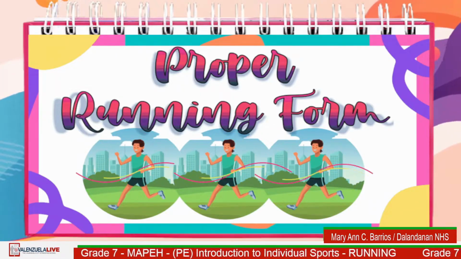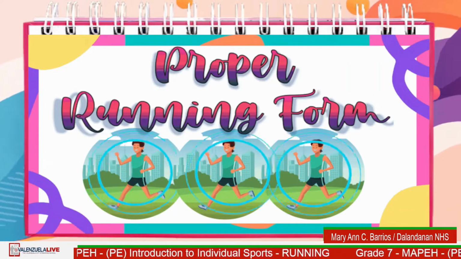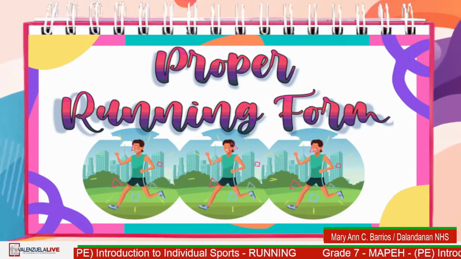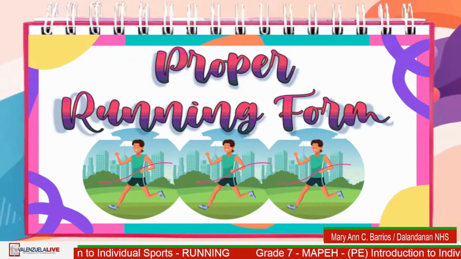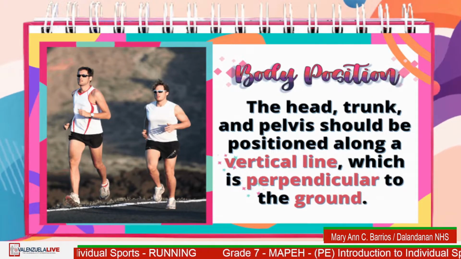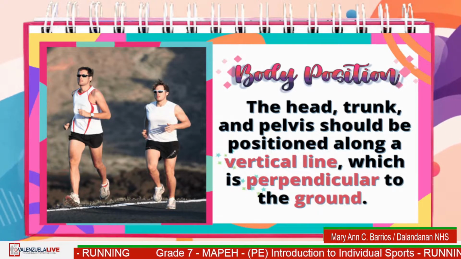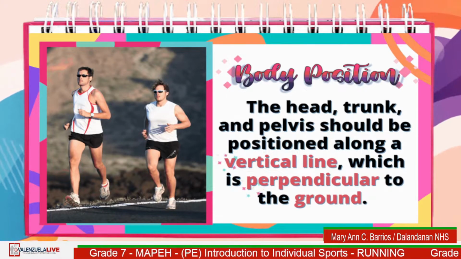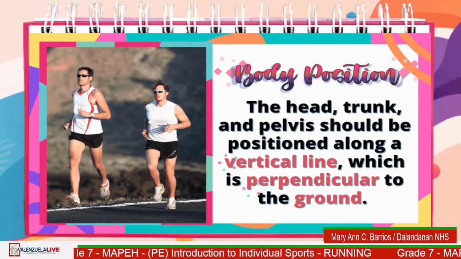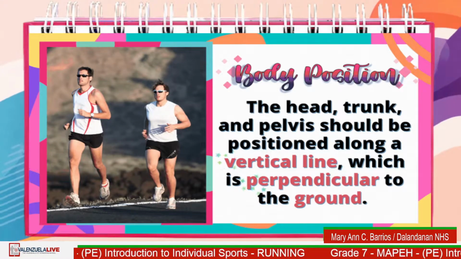Now, let us discuss the proper running form. There are specific forms of running techniques to follow that may differ slightly due to variation in body mechanics. Body position. The head, trunk, and pelvis should be positioned along a vertical line, which is perpendicular to the ground. This helps to ensure that the pelvis is in the most efficient position.